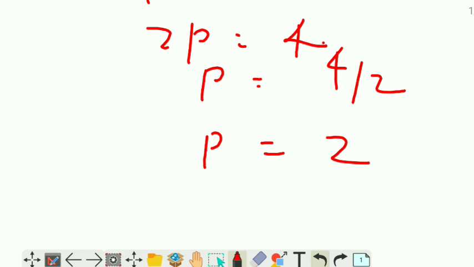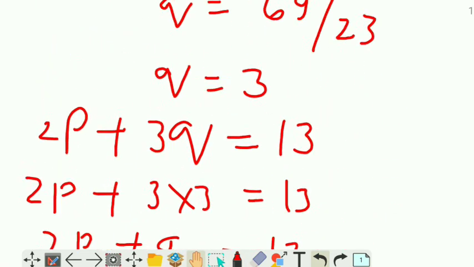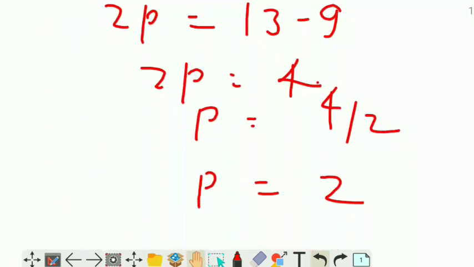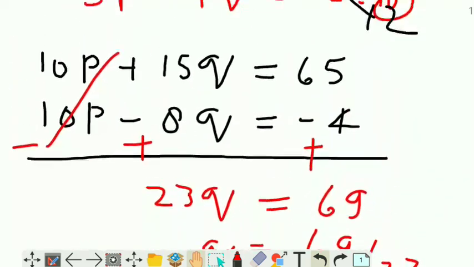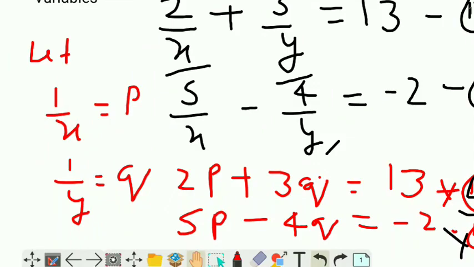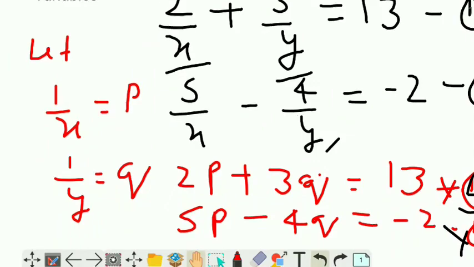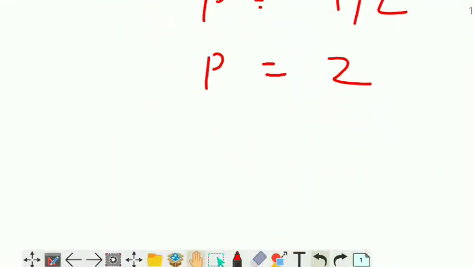So we have found the value of p and q. The value of q was 3 and the value of p is 2. Now go back to the first step. What is the first step? What have we done? We let 1 upon x is equal to p and 1 upon y is equal to q. Now we will equate these values here.